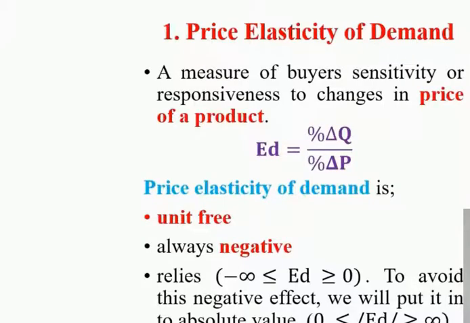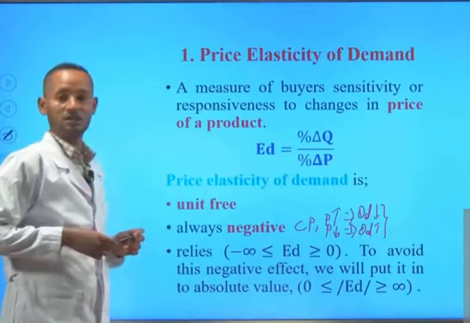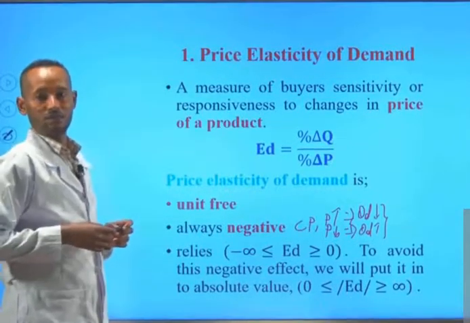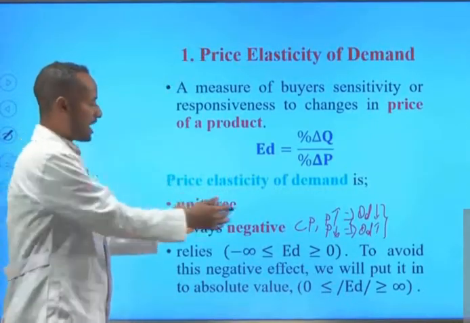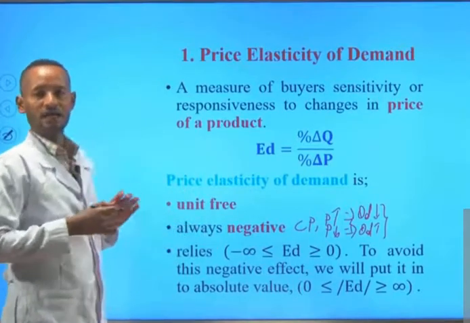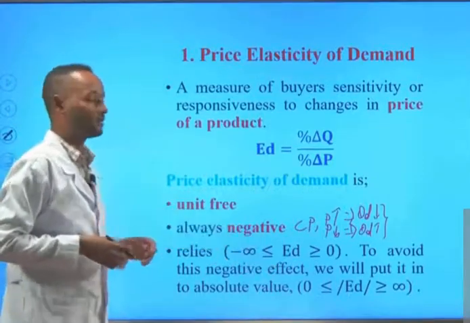The price elasticity of demand is always negative. This is due to the law of demand, which states that ceteris paribus, as the price of a commodity increases, the corresponding quantity demanded for that commodity will decline, and with the fall in the price of a commodity, the corresponding quantity demanded will increase. Due to this inverse relationship between the changes in price and the changes in quantity demanded, the price elasticity of demand is always negative. So it lies between negative infinity and 0, but in order to avoid this negative sign, we put it into absolute value, and it lies between 0 and positive infinity.